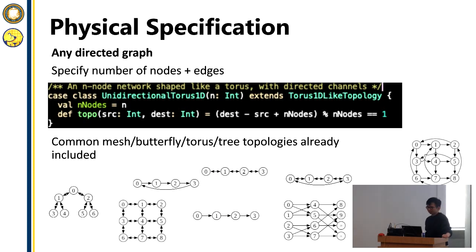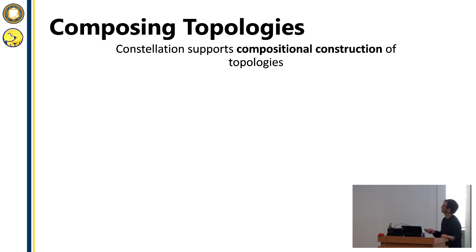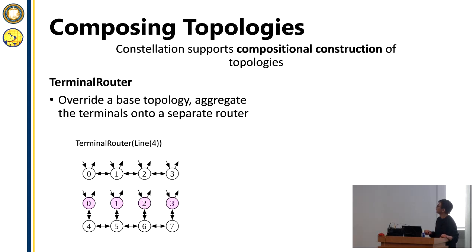So for physical specification, Constellation supports any directed graph. You just write a function that describes the connectivity of arbitrary nodes in your network, and you can build almost an arbitrary topology using this mechanism. Interestingly, Constellation supports compositional construction of topologies as well. I think this was useful when you try to build SoCs using this. We can take all the ingress and egress points into a router and lift them onto a separate set of terminal routers. This is so you can reduce the switch radix in the actual critical routing paths.